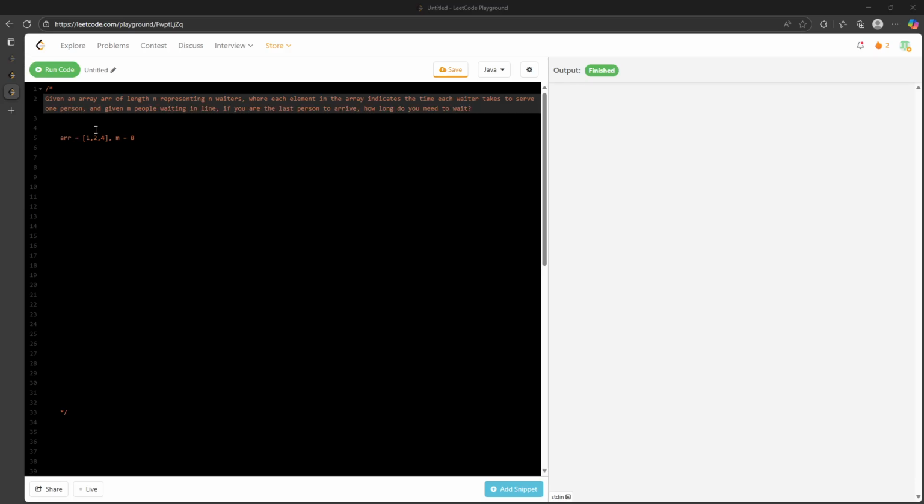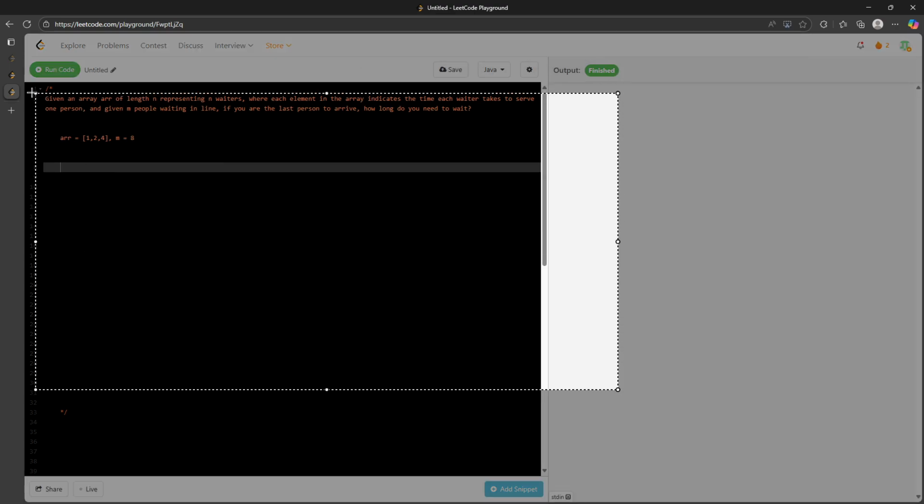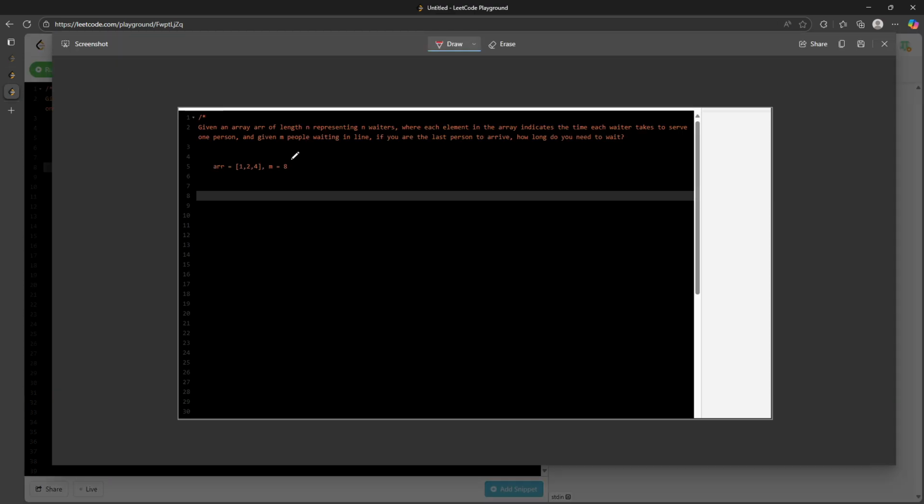Hi, this question is from Google. You are given an array representing waiters. Each element of the array indicates the time each waiter takes to serve one person. Given n people waiting in line, if you're the last person to arrive, how long do you need to wait? Let me quickly go over what this means.